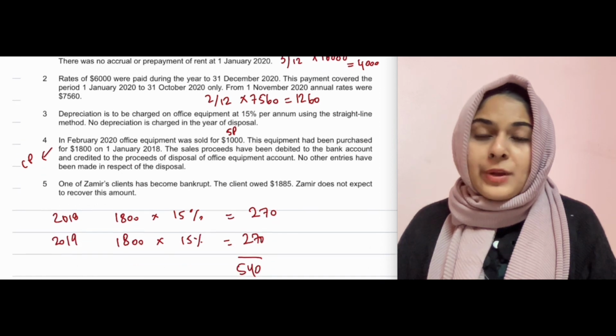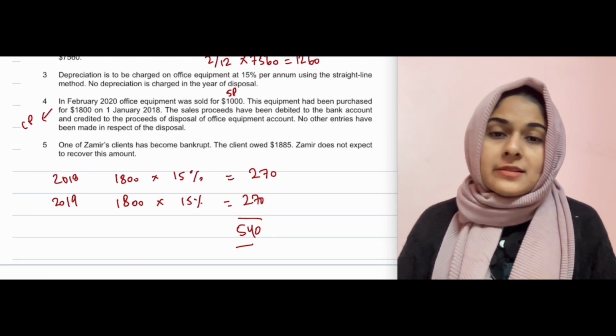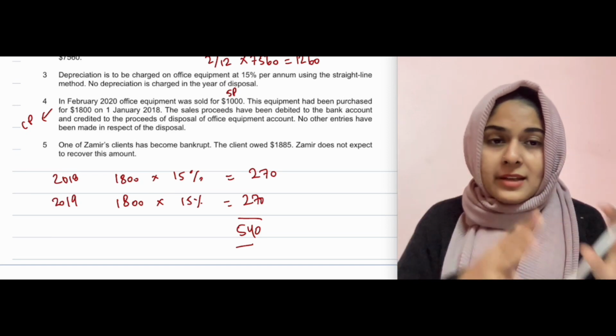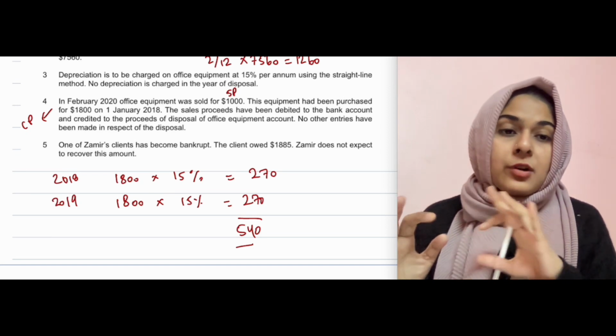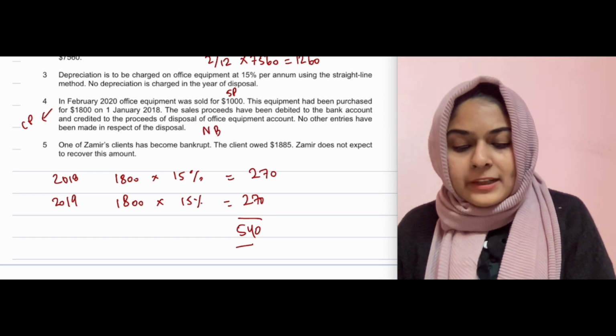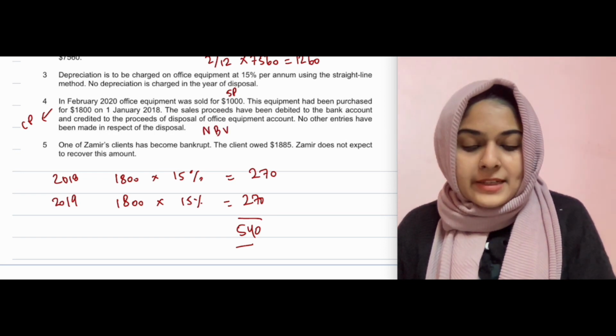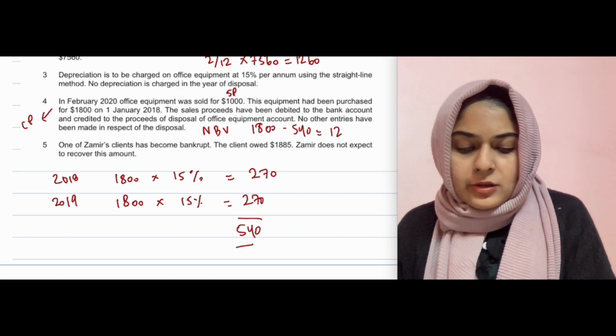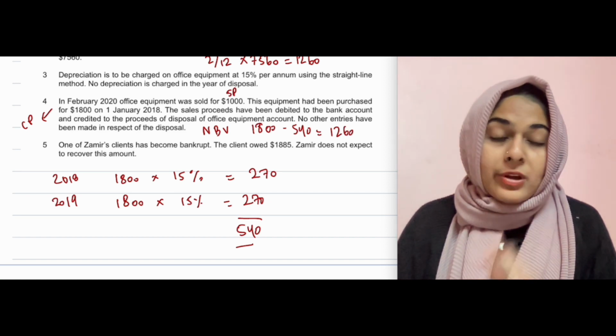So of course, because whenever we are selling off an asset there is a profit or loss on disposal, तो हमने net book value हमेशा net book value को compare करना है selling price से to calculate profit or loss on disposal. So here like net book value for this case would be 1,800 minus 540, which will be 1,260. So basically हमारी नेट बुक वैल्यू है 1,260.